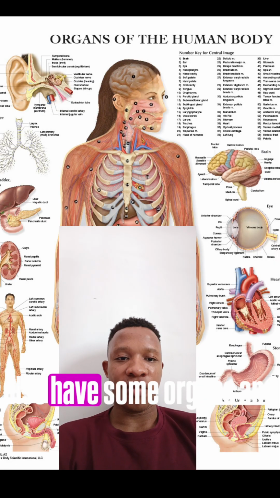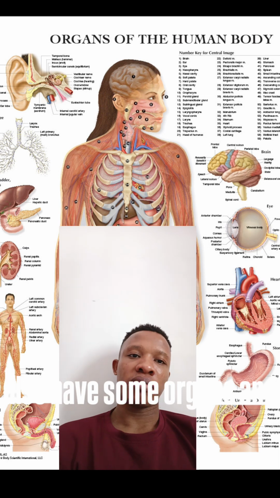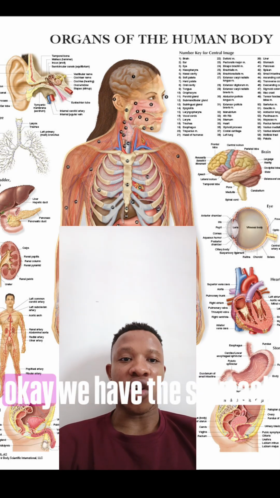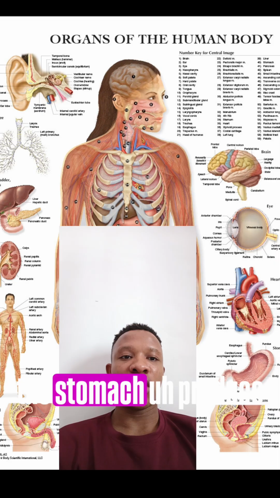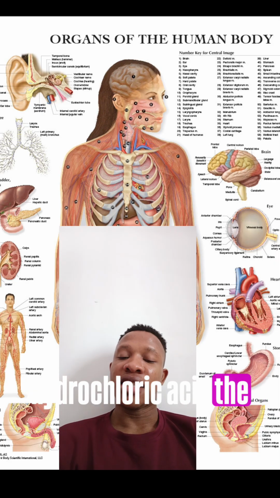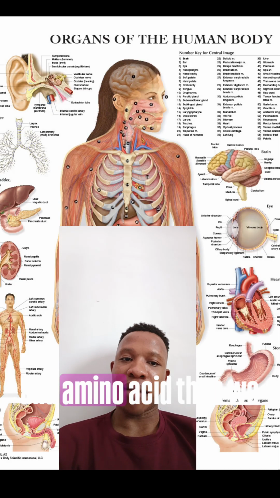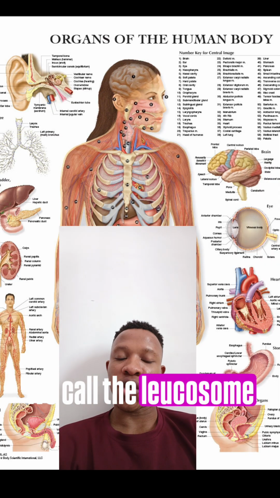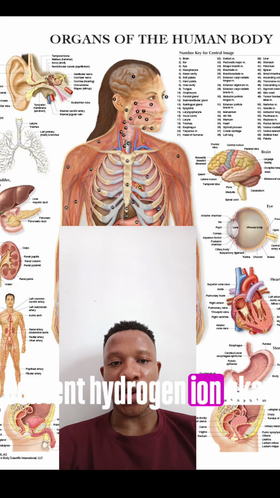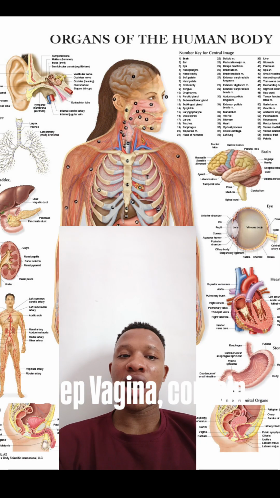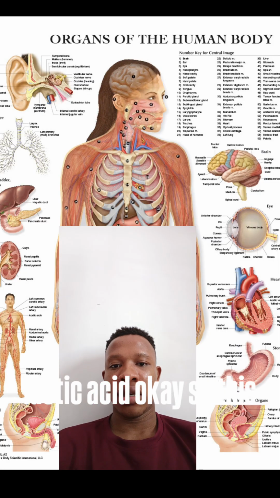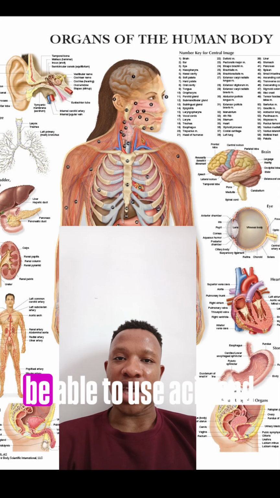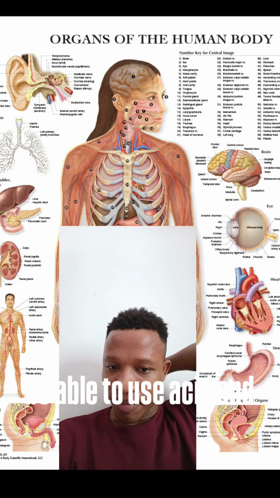So we also have some organs and some acids they produce. Okay, we have the stomach. The stomach produces hydrochloric acid. The skin produces lactic acid and amino acid. Then we have a part of the cell we call the lysosome, containing hydrogen ion. Okay, the vagina contains lactic acid. Okay, so these are as well how the body is able to use acids and bases.